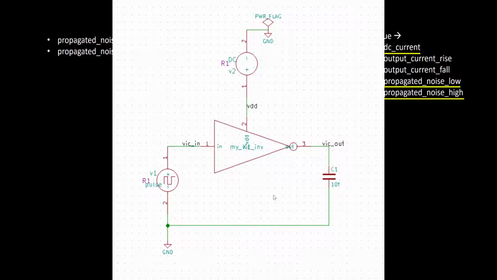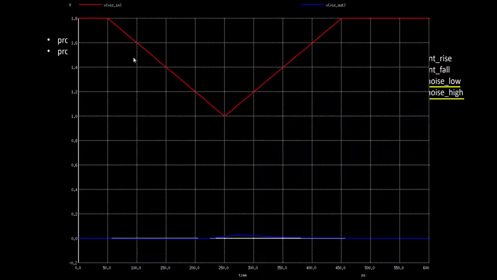After you have this setup ready, it's just a matter of plotting the waveform. So let's try to do that. You have the victim in as the input node, and the victim out as the output node. This is how your waveform will look. In the first case, we draw a triangular waveform as an input and see what the output is. Your triangular waveform starts from 1.8, goes down to 1, so there is a dip of 0.8 volts, and then goes back to 1.8. So this is a triangular waveform.